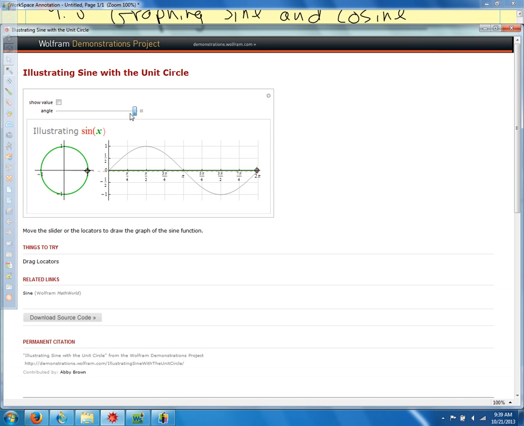So that's how our function is generated from the unit circle. The length of the red segment is the y-coordinate, the sine of the angle. And I can do the same thing for cosine, except cosine would start at 1 and go down like we graphed here before. So that's where our graphs come from the unit circle.